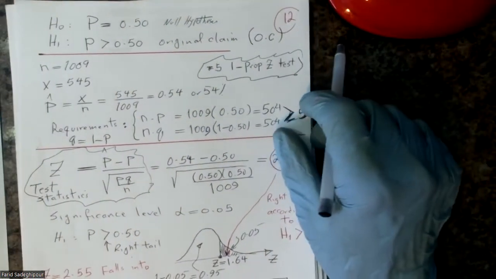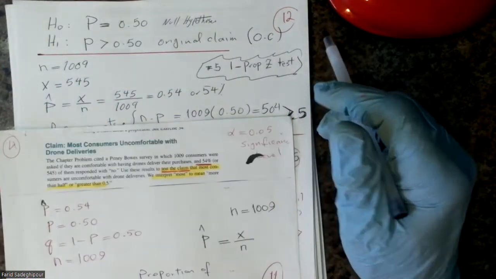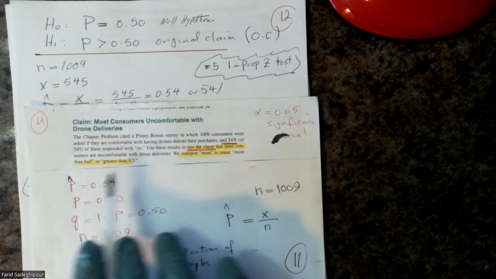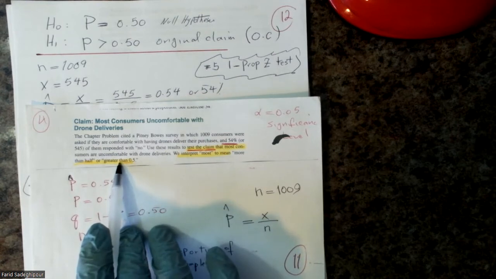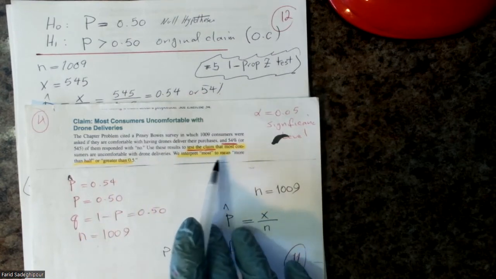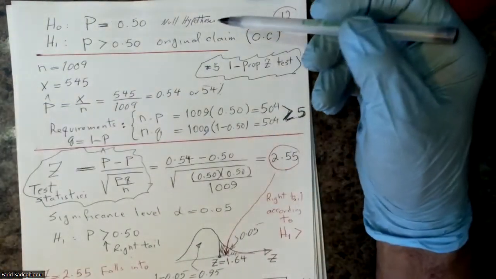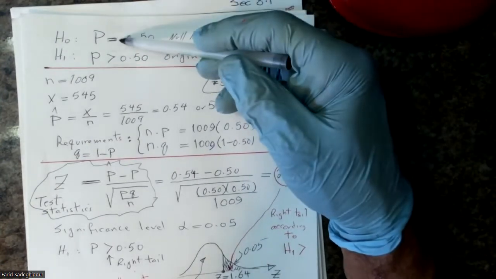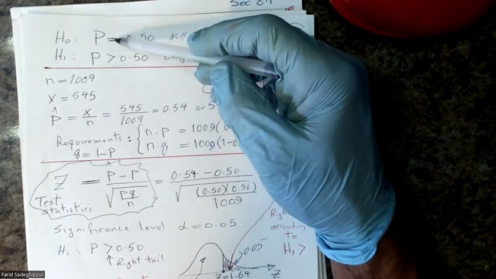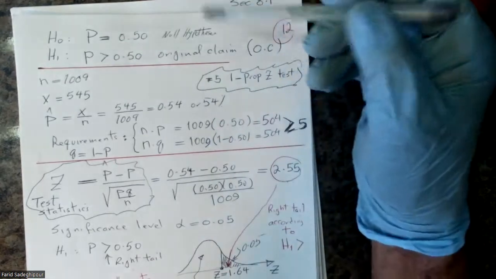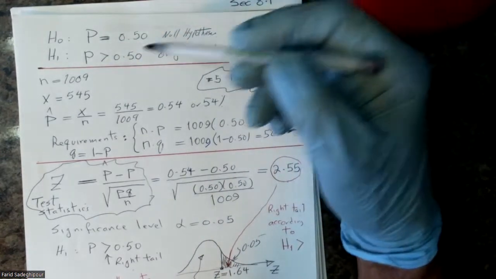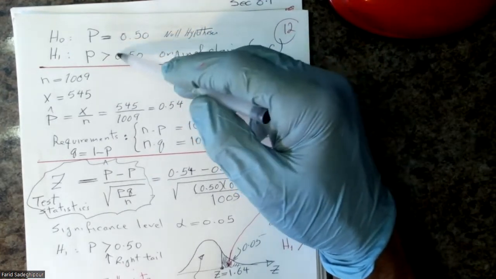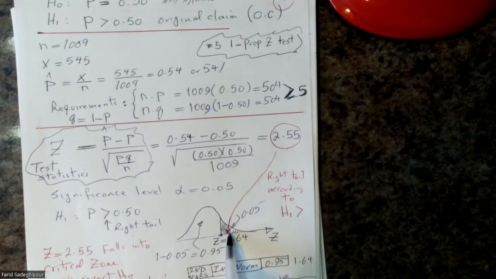So in these problems, the claim is that most consumers are uncomfortable with these deliveries. Most means more than half, or greater than 50%. See, we interpret most to mean more than half, or greater than 50. So the original claim is more than 50%. What is the opposite of that? Equal or less, H0. But we normally use equal because equal is the opposite. We don't have to put less. So the original claim is H1. Remember, H1 determines whether it's a right, left, or two-tailed test. The symbol of H1 is greater, therefore it's a right tail.